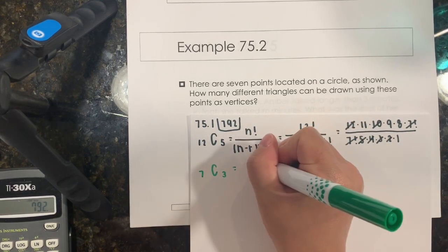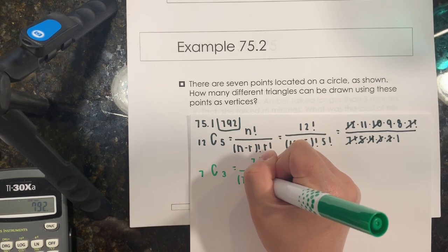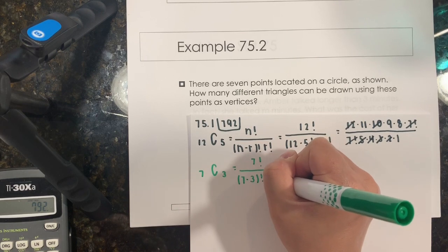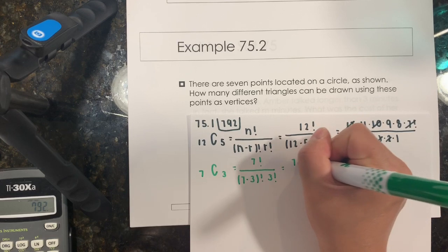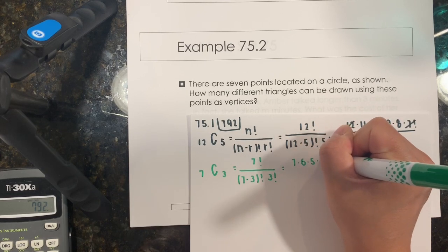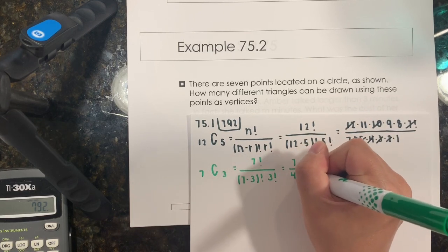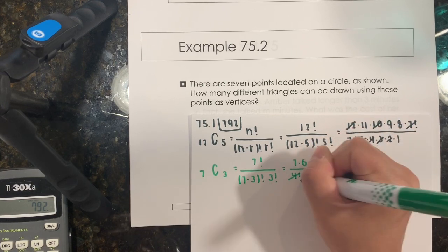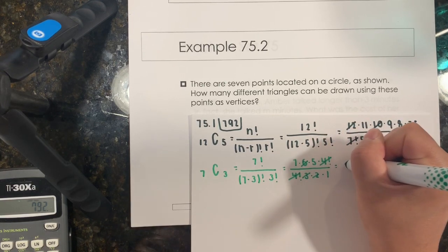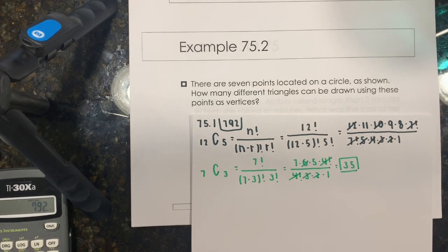So using this formula from before, I'm going to do 7 factorial over 7 minus 3 factorial, 3 factorial. So 7, 6, 5, and then 4 factorial, because 7 minus 3 is 4, and then 3, 2, 1. So the 4 factorial would cancel. 3 times 2 is 6. You are just left with 35. So that means there are 35 triangles you can create out of those 7 points on the circle.